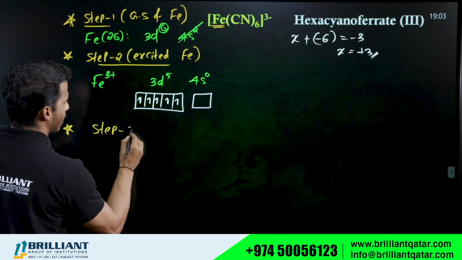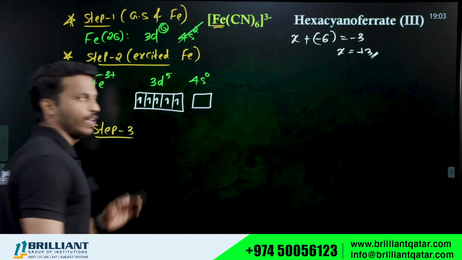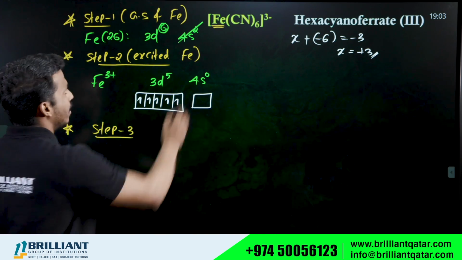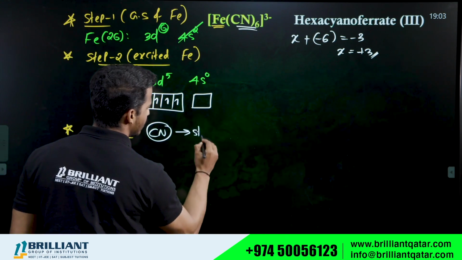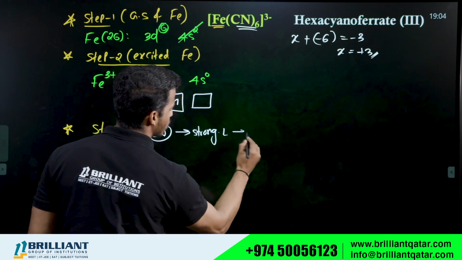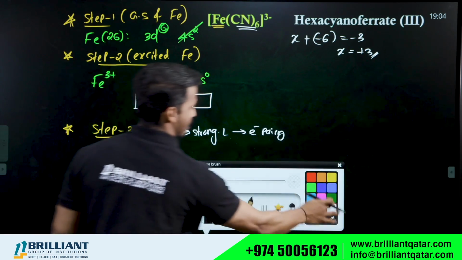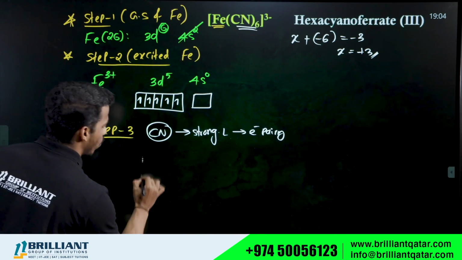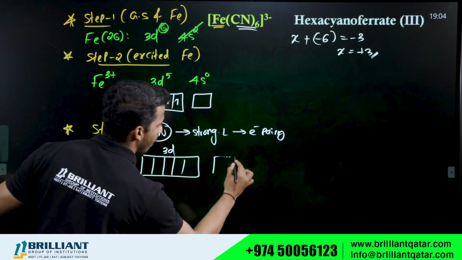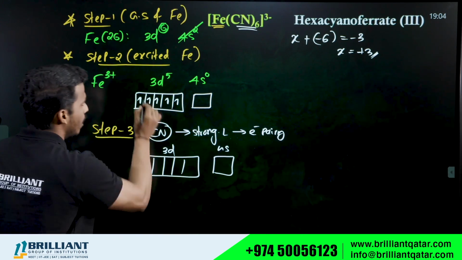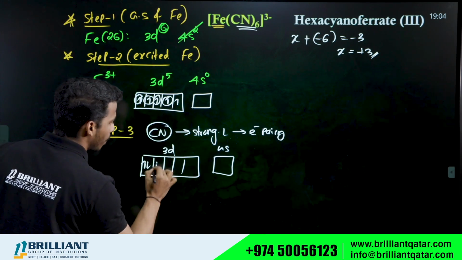Let's go to step number 3. What do you have to do in step number 3, dear all? Can you remind me? Yes, in step number 3, first we have to identify the ligand given. The ligand is cyanide. We discussed that it's a strong ligand. If there is a strong ligand, electrons undergo pairing. Correct or not? Yes. So after pairing, what is the situation, dear all? This is 3d and 4s. These two electrons paired, these two electrons paired.